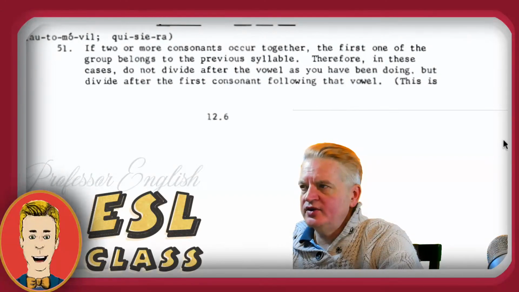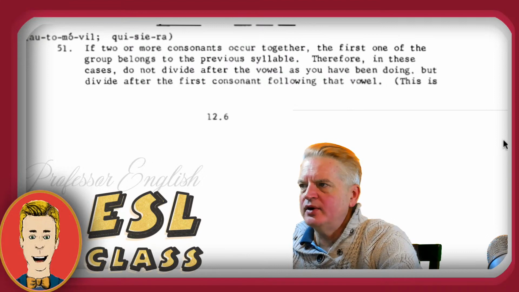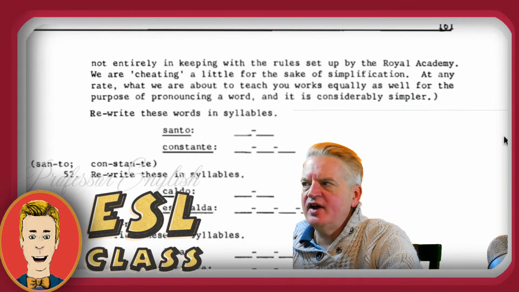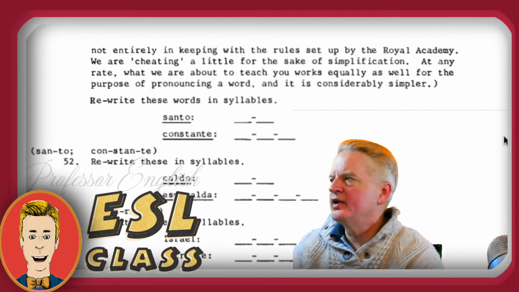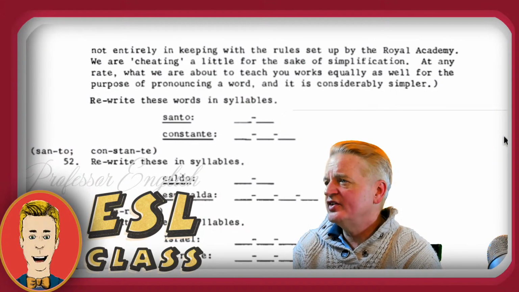If two or more consonants occur together, the first one of the group belongs to the previous syllable. Therefore, in these cases, do not divide after the vowel, as you've been doing, but divide after the first consonant following that vowel. This is not entirely in keeping with the rules set up by the Royal Academy. We are cheating a little for the sake of simplification. At any rate, what we are about to teach you works equally as well for the purpose of pronouncing a word, and it's considerably simple.